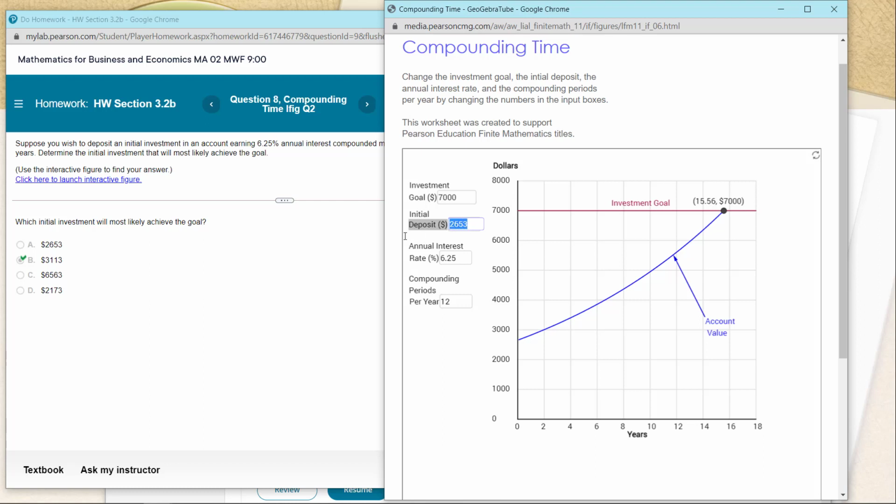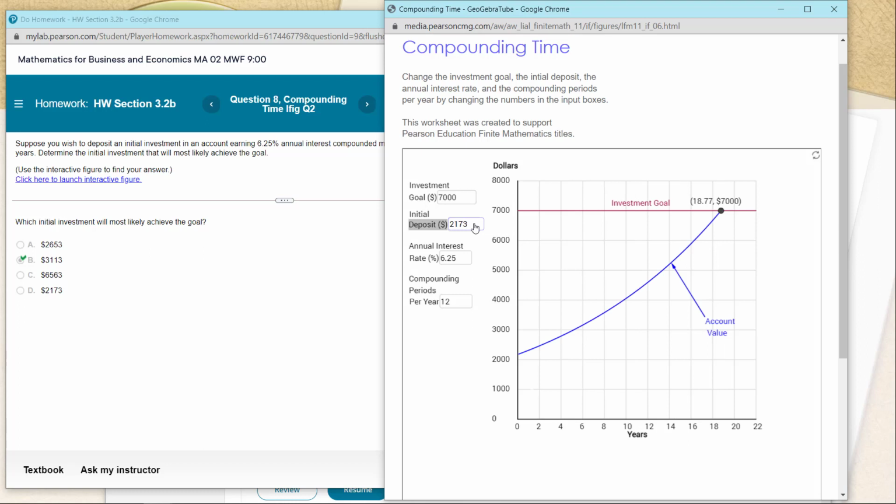Let's take a look at C, which is 65.63. 63, not 65.63. That gives us 1.3 years. I guess that would make sense since it's only $500 off of $7,000. So that's not very close to 13. Let's try 21.73.